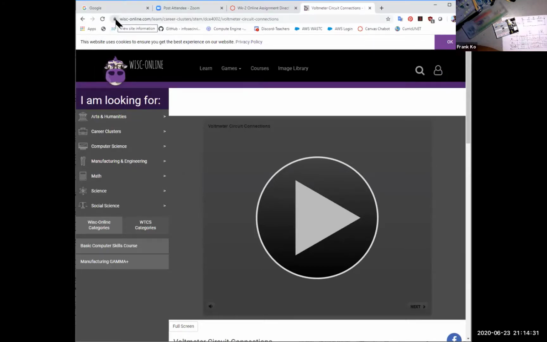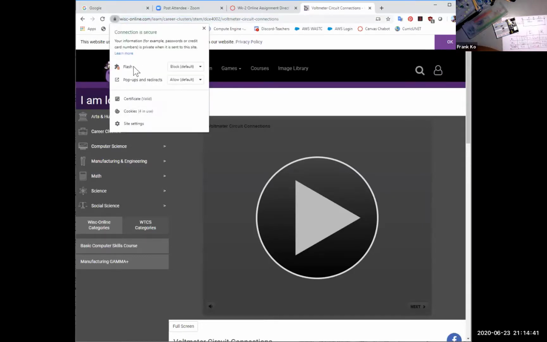You come up to this little lock symbol. There's a padlock on your address bar. Here's your address bar, there's a little padlock. You click on the padlock and you want to make sure Flash is not blocked. You want to make sure Flash is allowed. Flash and pop-ups, you want to make sure both are allowed.